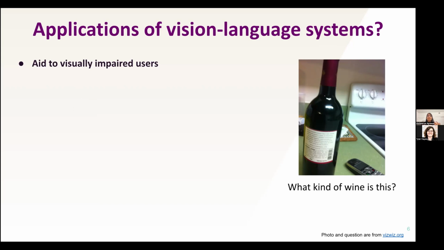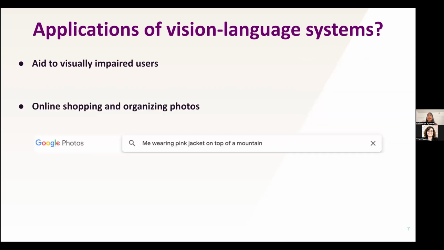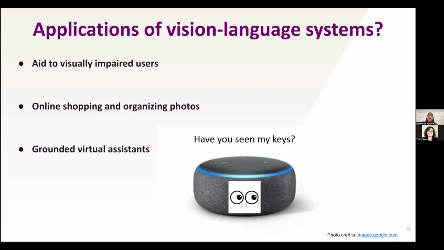So from an application perspective, it makes it quite easy. Similarly, for online shopping and organizing photos, having access to a language interface, I can query, let's say, a photo app with advanced queries, asking for like, find me photos when I was wearing a pink jacket and I was on top of a mountain, and so on, right? So it just gives me more flexibility in the kinds of queries I can ask.